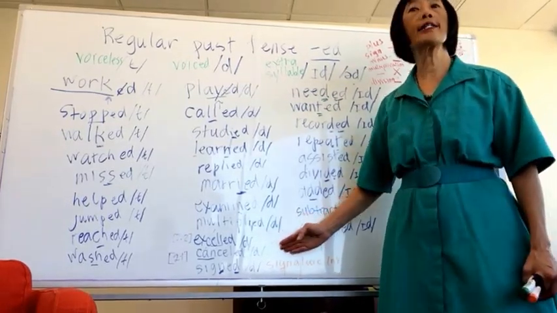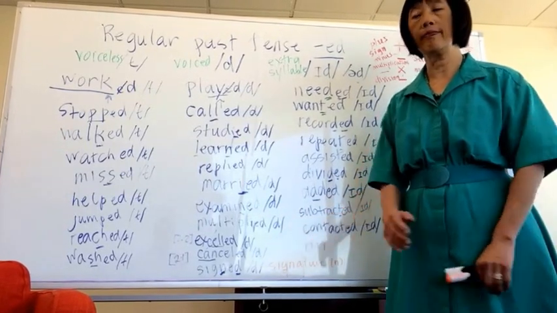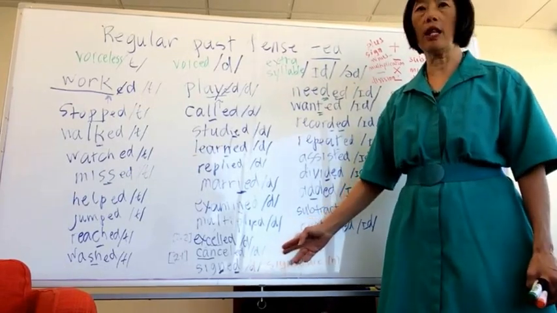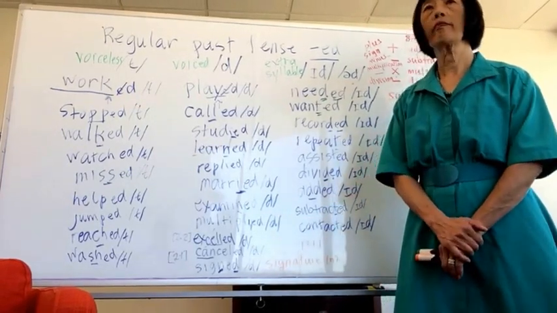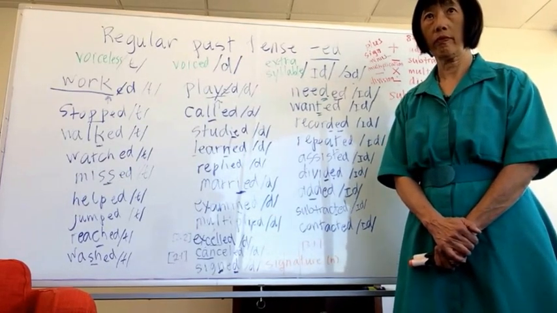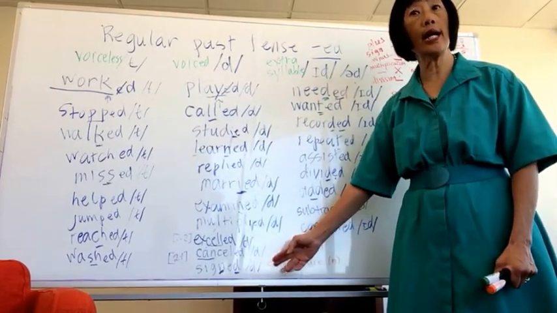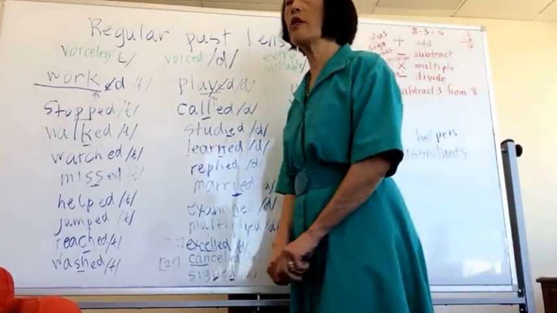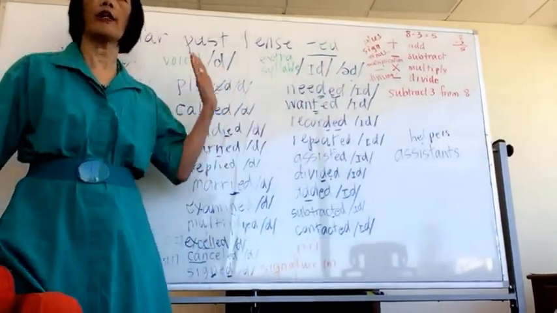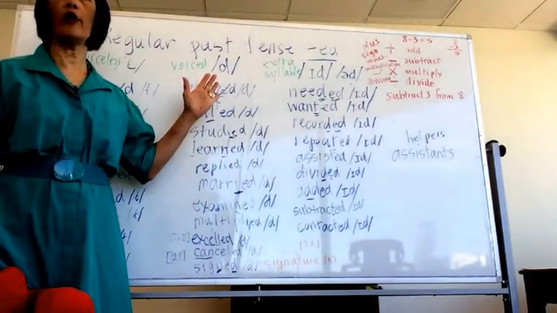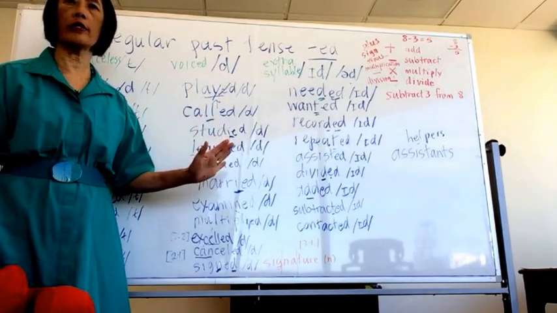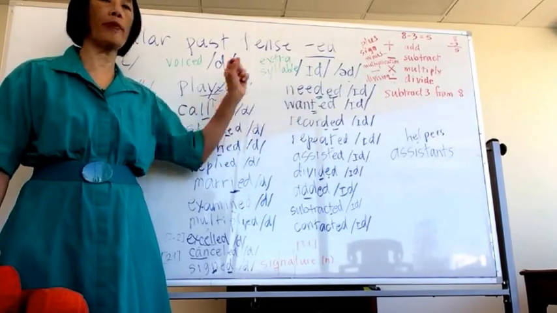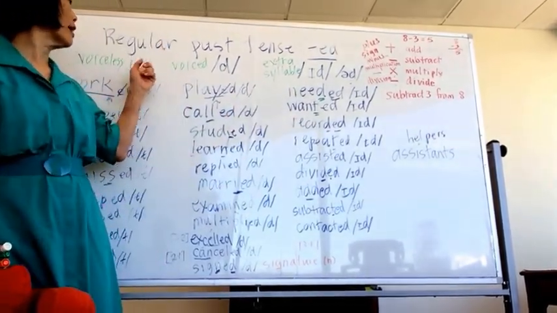Let's continue. Excel, excelled. Cancel, canceled. Sign, signed. Good. All right. So these are the two columns where you're using either the voiceless ending or the voiced d ending, no extra syllable. Now we get into the ones with an extra syllable because the base form ends in either the t sound or the d sound.